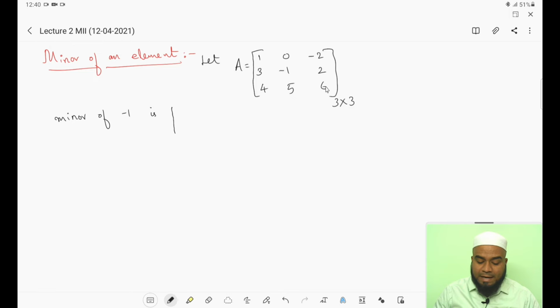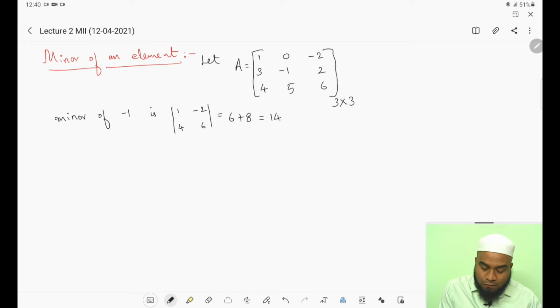1, -2, 4 and 6. So here 1, -2, 4, 6. Now how to find this determinant? AD minus BC. So 6 minus 4 into -2. 4 into -2 is -8 and this minus will become plus 8. This will be 14.